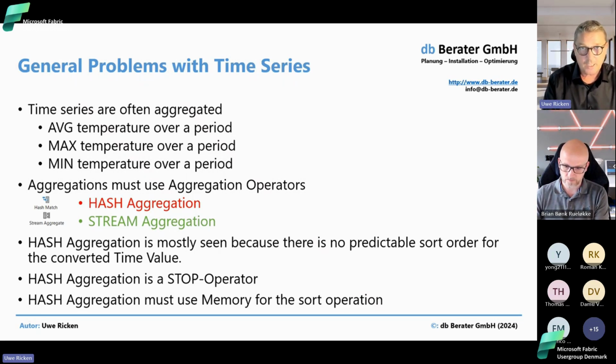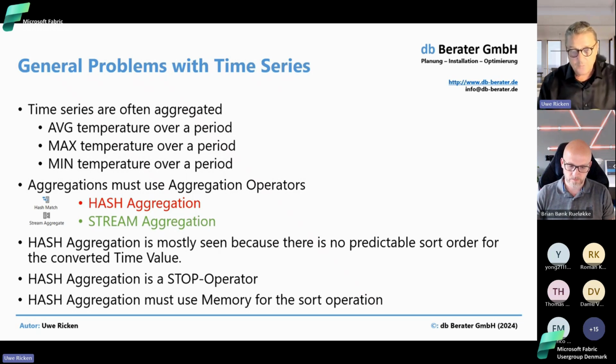The hash aggregation is the bad guy here. Whenever it comes to aggregations, we want to avoid the hash aggregation. This is when we are working with time series. When it comes to lots of data, we definitely want to avoid hash aggregation. Why? Hash aggregation is mostly seen because there is no predictable sort order for the converted time value. I show it in the demo, which comes after this slide deck.